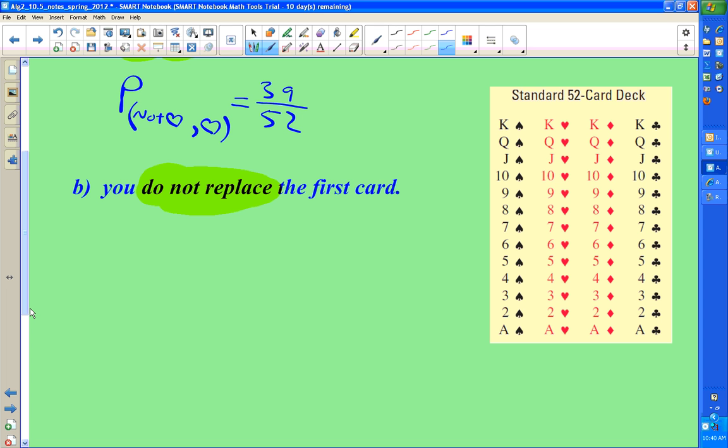On the second card that you pick, what is the probability your second card is a heart? 13 out of 52. Again, you can reduce these to 3 over 4 and 1 over 4, and you're going to get a 3 out of 16 probability if you go not a heart, and heart. So you have a 3 in 16 chance of that happening.